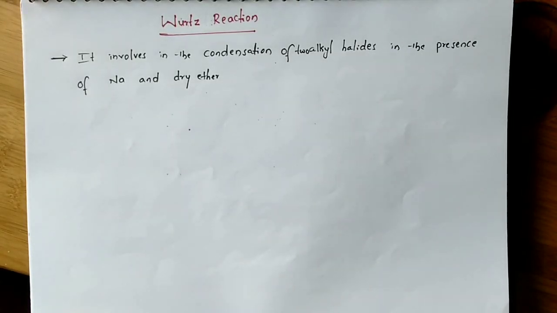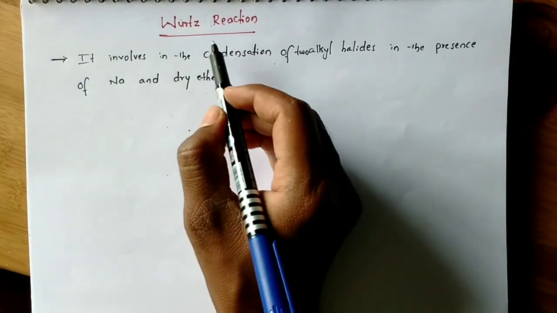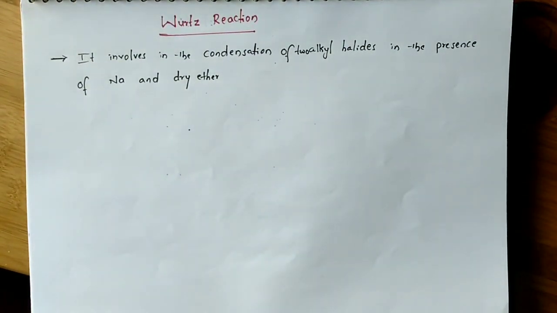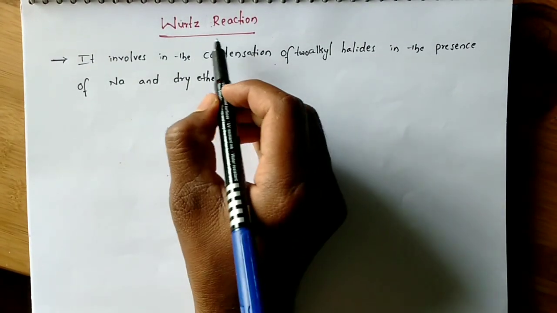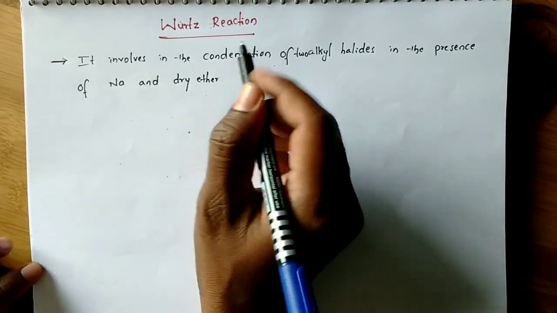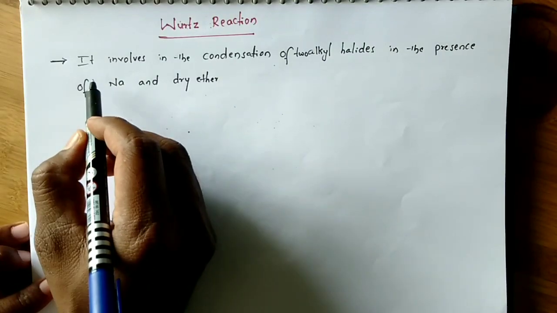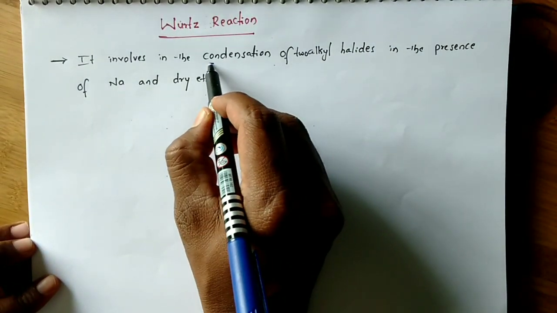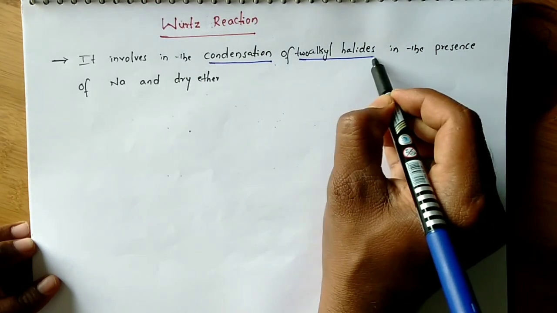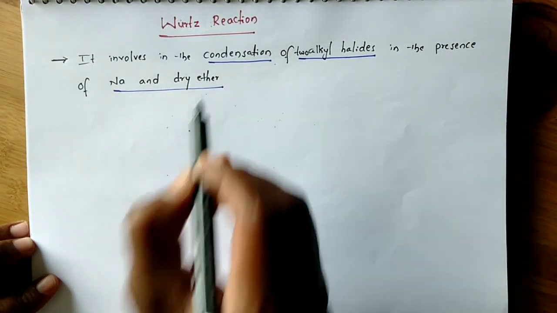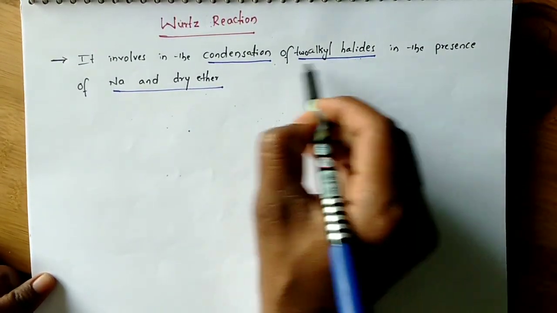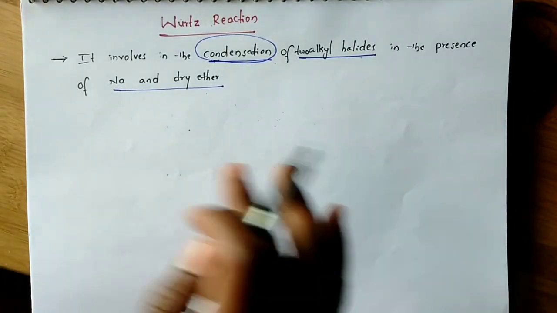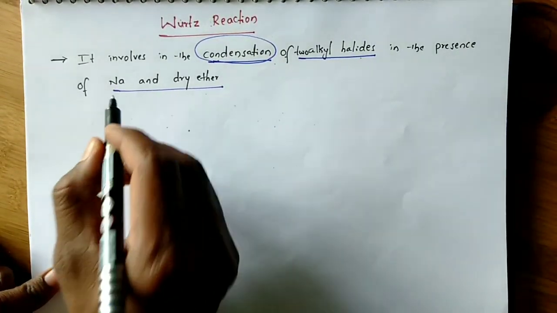Hello everyone. In this video, let us learn one of the most important preparation methods of alkanes, a very important reaction: the Wurtz reaction. It involves the condensation of two alkyl halides in the presence of sodium and dry ether. In this reaction, two alkyl halides condense with each other, combining and giving alkanes.